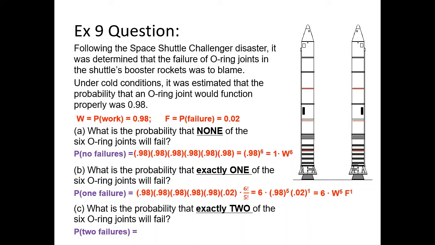All right, so now exactly 2. So we have how many ways of choosing 2 O-rings to fail out of the 6 possibilities? Well, that's going to be a combination of 6 choose 2. Remember that 6 factorial over 4 factorial, 2 factorial, that ends up being 15. So there are 15 different ways of picking 2 of the 6 O-rings that will fail. If indeed 2 were going to fail, we have 15, and then we'll have W to the 4th, because there's 4 that work, and F to the 2, because there's 2 that fail. Well, hopefully you're kind of seeing a little bit of a pattern here, and let me help you see.